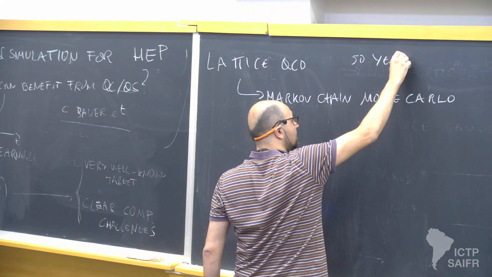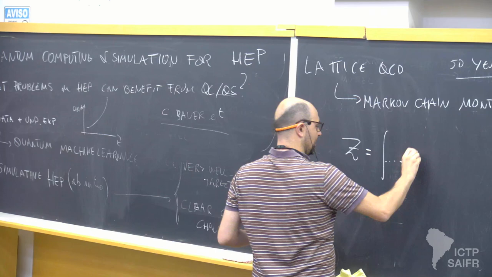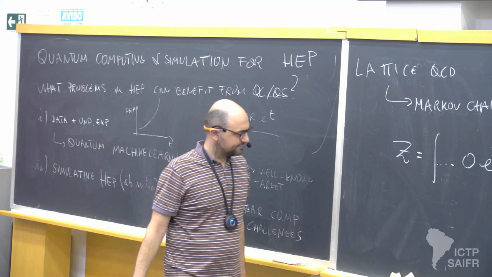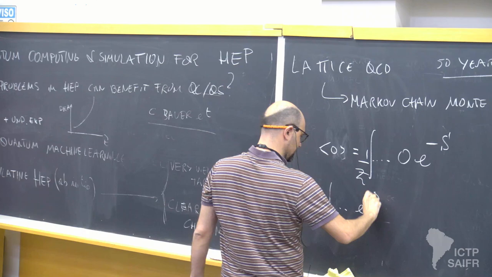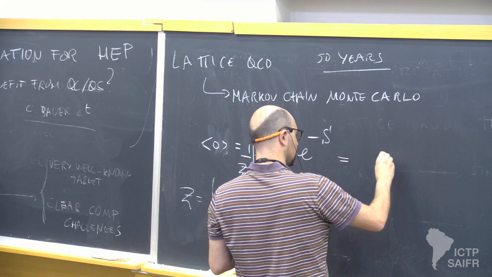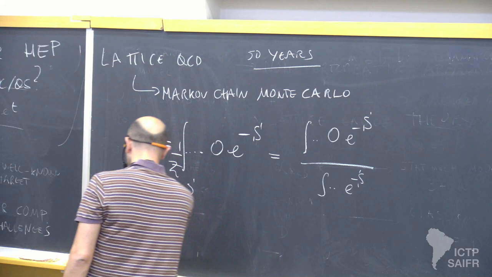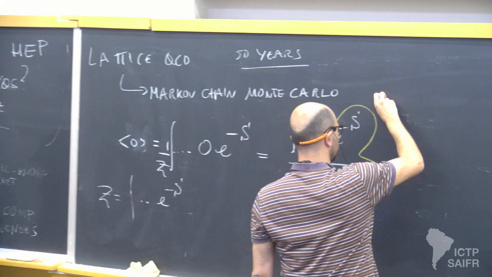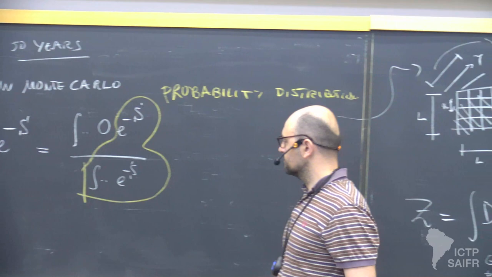And the idea of this Markov chain Monte Carlo is that you have a partition function and you want to estimate the expectation value of an observable. The expectation value of an observable is this one divided by the partition function. The partition function is just the integral of e to the minus S. When you compute this, you write it as a sampling: O e to the minus S divided by the integral of e to the minus S. This object here, you want to see it as a probability distribution. So that's the goal of Monte Carlo simulations.